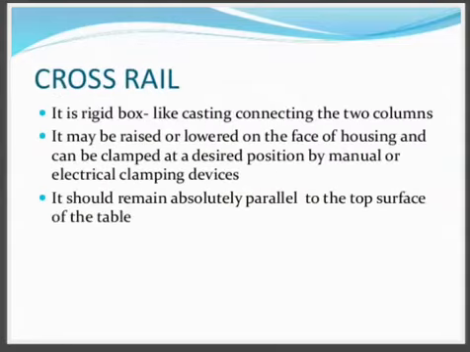The next one is the cross rail. It is a rigid box-like casting connecting the two columns, the left and right columns. It may be raised or lowered on the face of the housing. It can move up and down and can be clamped at any desired position by manual or electric clamping devices. The cross rail can be clamped at any position depending upon the height of the workpiece.